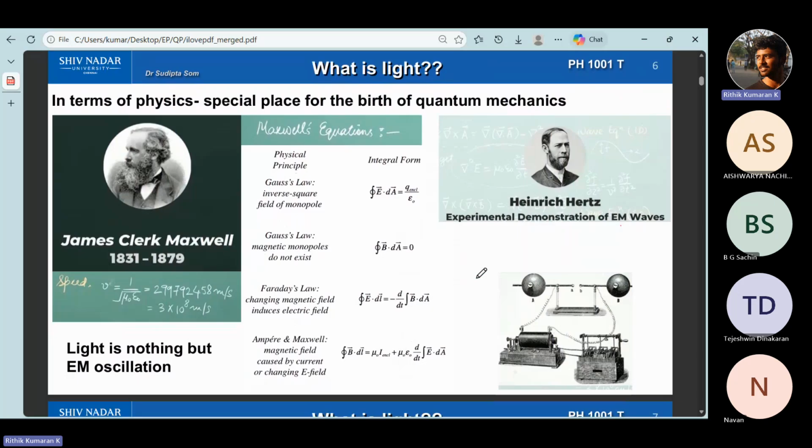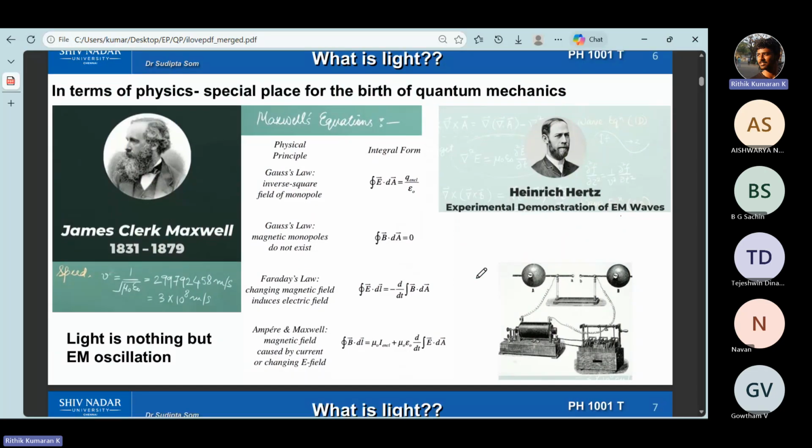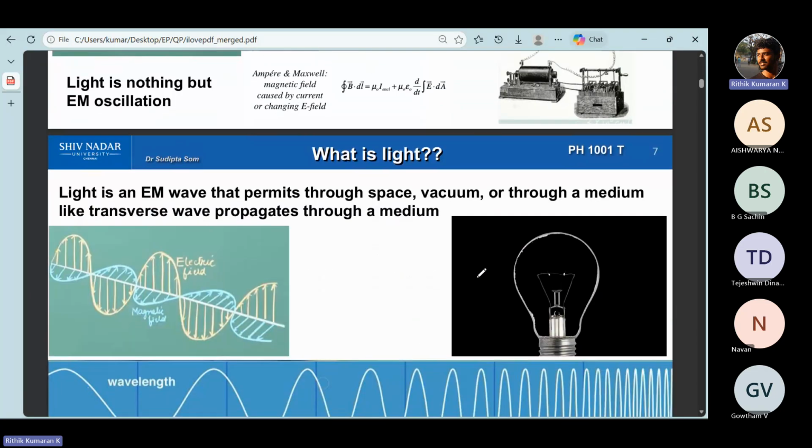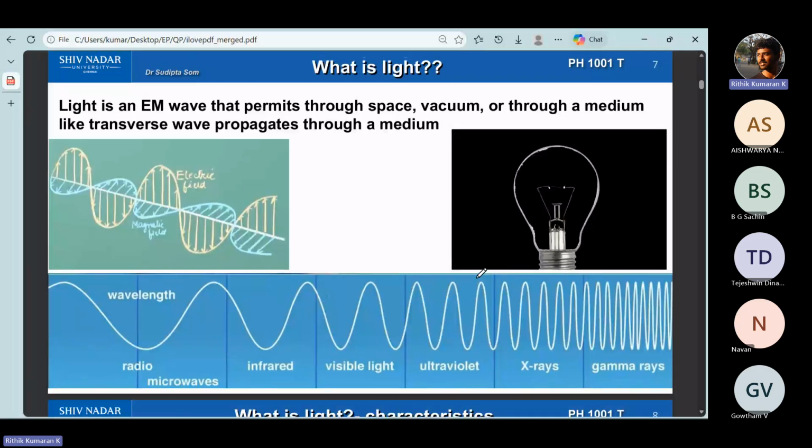Next, the question: what is light? Light is basically an electromagnetic wave, where the electric and magnetic waves are perpendicular to each other. These are some of the formulas of Maxwell's equations. You can just look through them. Moving on, as the definition says, light is an EM wave. This is more important: it's an EM wave which can propagate through mediums. The mediums are mentioned there.